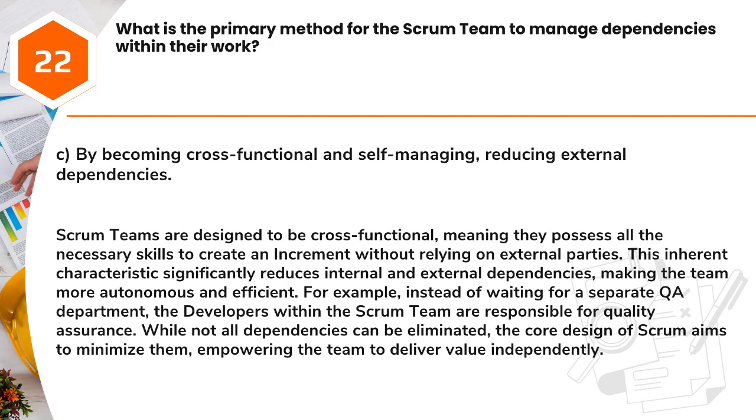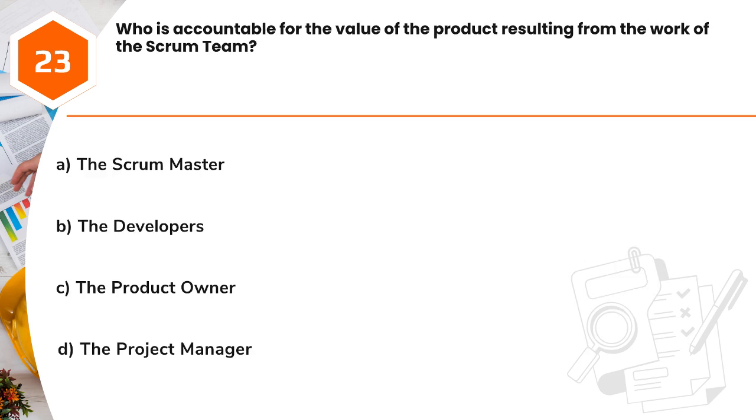Answer: C. By becoming cross-functional and self-managing, reducing external dependencies. Scrum teams are designed to be cross-functional, meaning they possess all the necessary skills to create an increment without relying on external parties. This inherent characteristic significantly reduces internal and external dependencies, making the team more autonomous and efficient. For example, instead of waiting for a separate QA department, the developers within the Scrum team are responsible for quality assurance. While not all dependencies can be eliminated, the core design of Scrum aims to minimize them, empowering the team to deliver value independently.